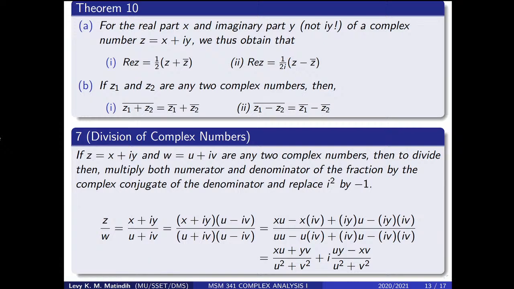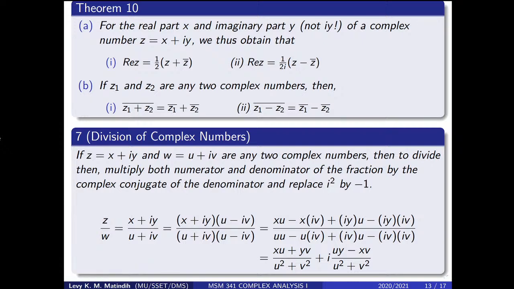Reason being, if you write z divided by w, which is equal to x plus iy over u plus iv, then provided there is a pure imaginary appearing in the denominator, this complex number is not in its standard form. So to write it in its standard form, we need to multiply both the numerator and the denominator by the complex conjugate of the denominator. Now our denominator in this case is u plus iv. Its complex conjugate is u minus iv.